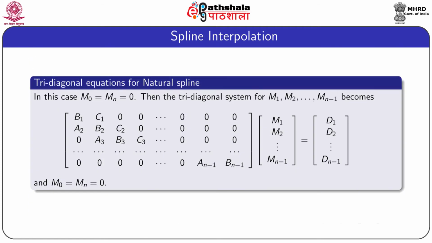Now, for these different cases, we have different systems of tridiagonal equations. First, we consider the case of natural spline. In the case of natural spline, m0 equals mn equals 0, and the system of tridiagonal equations for the unknowns m1, m2 up to mn minus 1 is this one. This is a matrix equation containing n minus 1 equations and n minus 1 variables, m1 to mn minus 1. So, we can solve this system of equations uniquely.